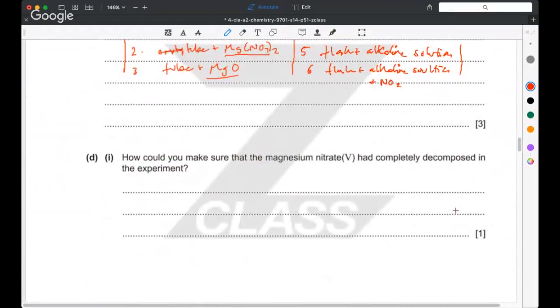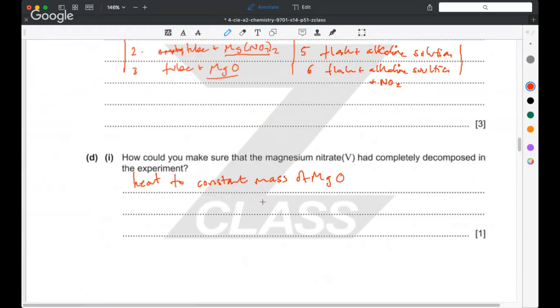Okay, so we've got to make sure in this experiment that the experiment has gone to completion, that all the magnesium nitrate has fully decomposed. And the classic way to do that is to, and this is where vocabulary is good, heat to constant mass of, well, you're getting to magnesium oxide at the end, aren't you?